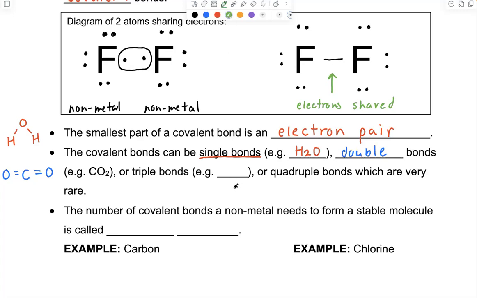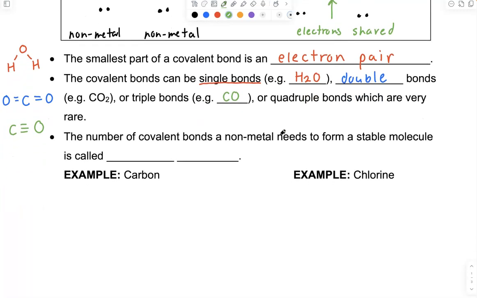And then there is a triple bond. An example of this could be carbon monoxide. So that would be the one carbon, you would have 3 lines like this, simply bonded to that oxygen. There's also the possibility to have quadruple bonds, but it's very rare, and we're not going to see that in our class.